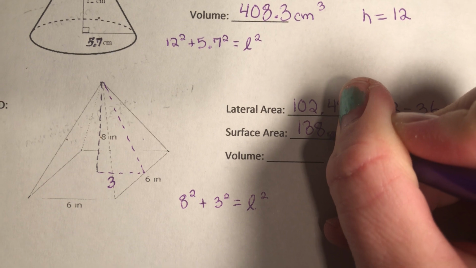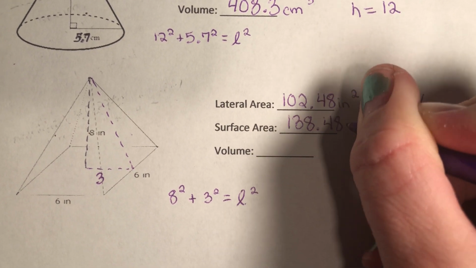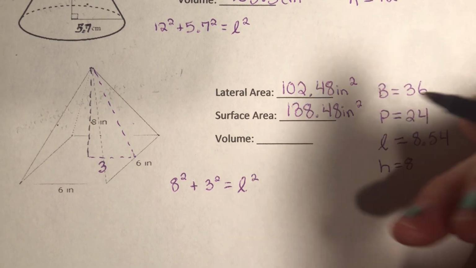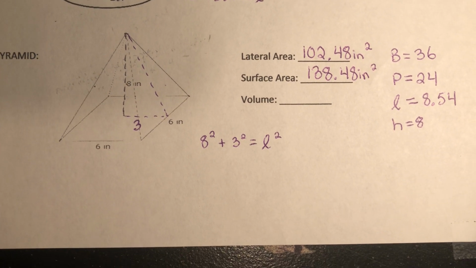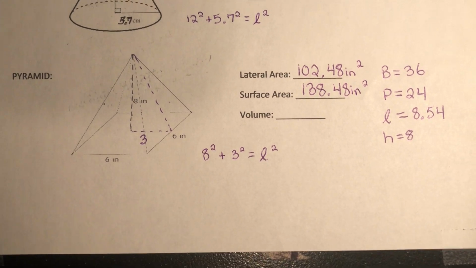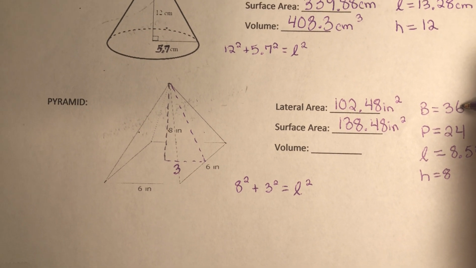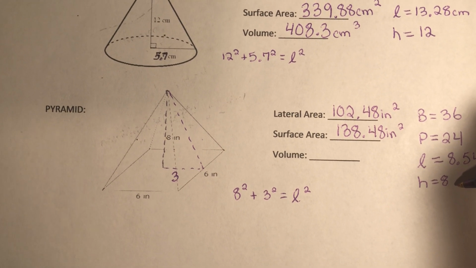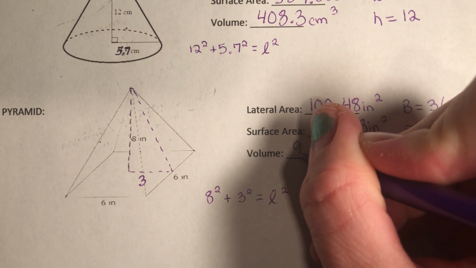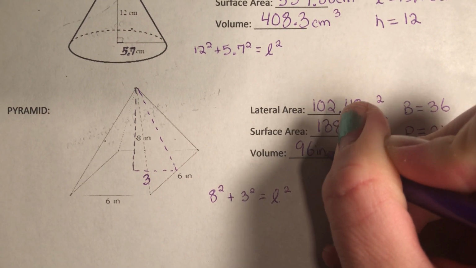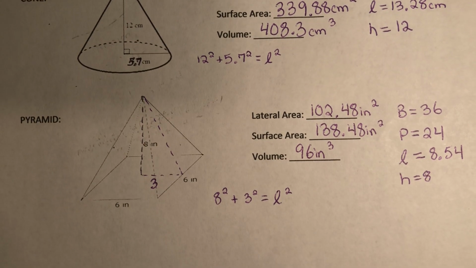We're adding that to the area of the one base, which is 36, so we get 138.48 inches squared. And our last item we are finding today is our volume of the pyramid, which is going to be equal to the area of the base, 36, multiplied by the height, which is 8, and all of that divided by 3. And you're going to get 96 inches cubed.